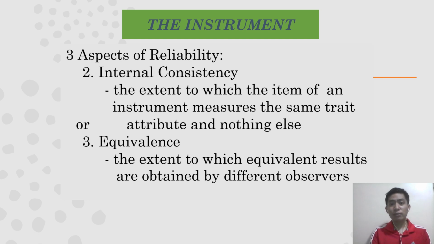Second is internal consistency, the extent to which the items of an instrument measure the same trait or attribute and nothing else. So if there's an item in your questionnaire for competency, even if you use it in a different population, there will be consistency in that the question will assess the competency of your respondents. Third is equivalence, the extent to which equivalent results are obtained by different observers.